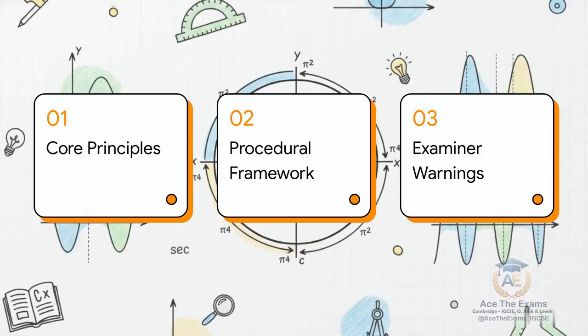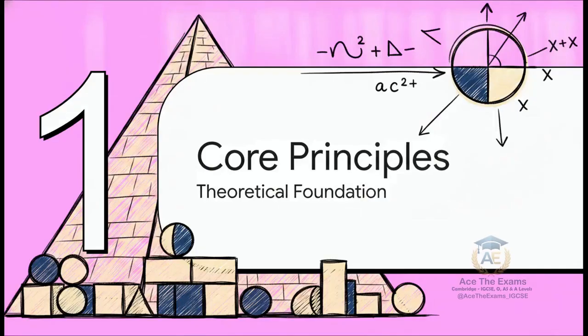To engineer that perfect answer, we'll be moving through three distinct phases today. First, your core trigonometric principles. Second, the procedural framework. And finally, we'll break down the top 3 examiner warnings. Let's get into it. Starting with Section 1, laying down the absolute core theoretical foundation you need.